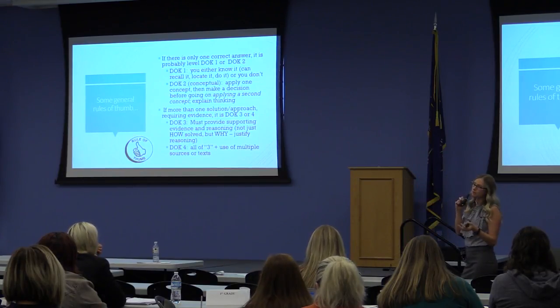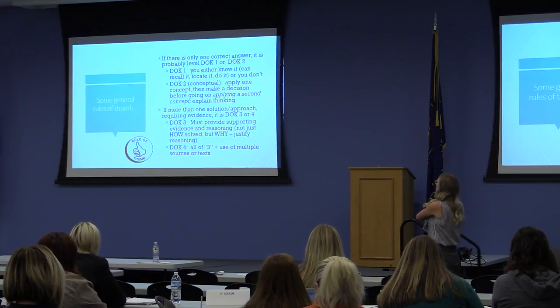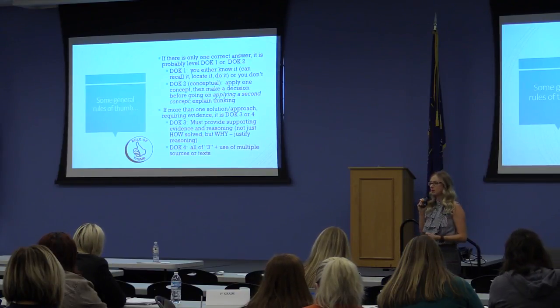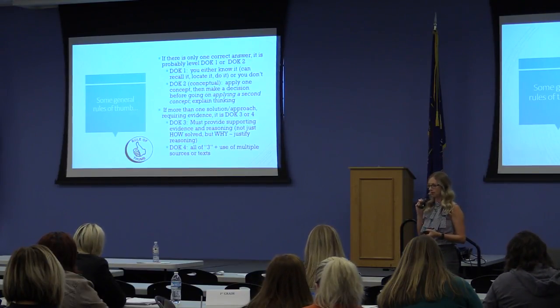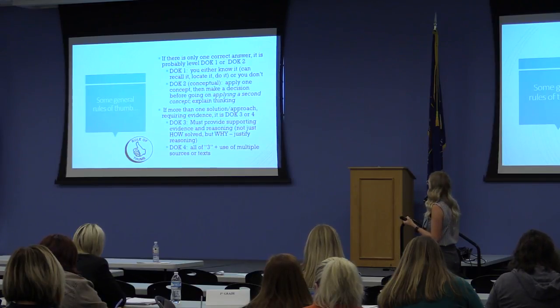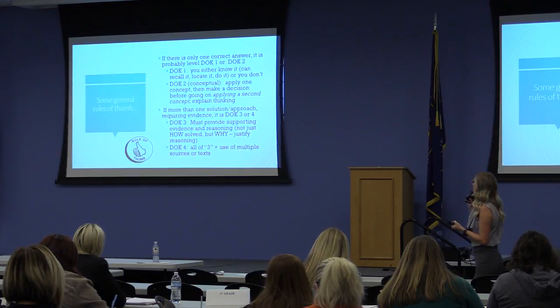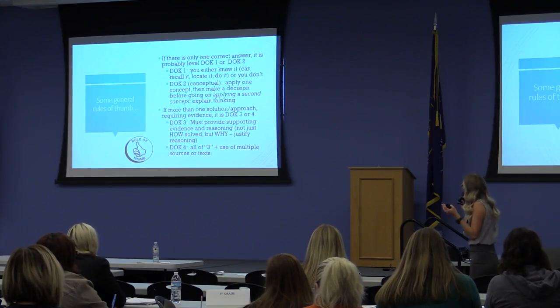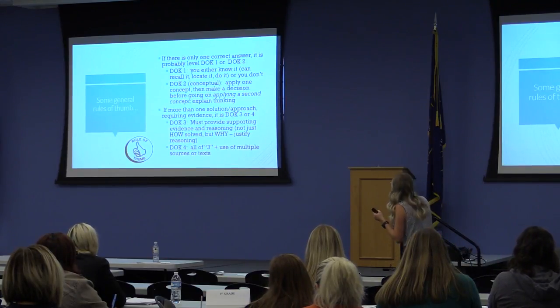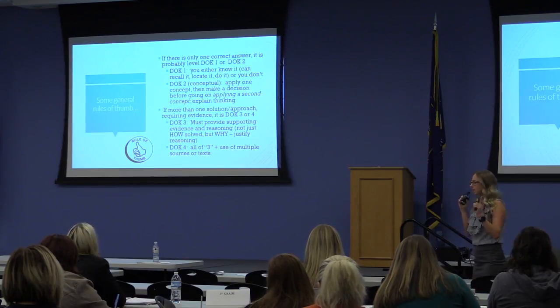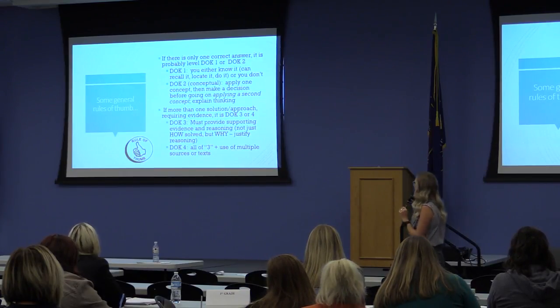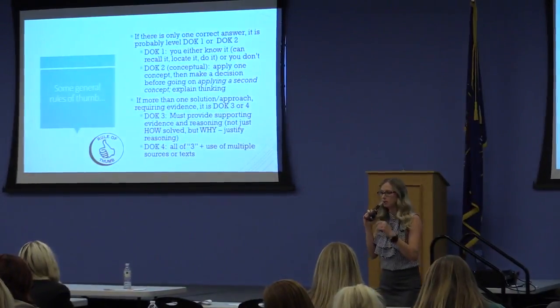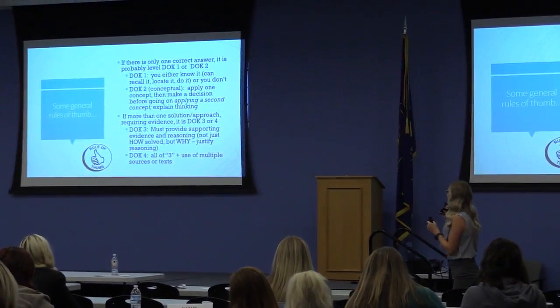So here are some general rules of thumb to be thinking about. If there's only one correct answer, it's probably a DOK 1 or 2. So it's a pretty low-level question. It doesn't take a ton of rigor. With DOK 1, you either know it, or you can recall it or locate it, or you don't know it. DOK 2 is a little bit more conceptual: you're applying one concept, and then making a decision before applying the second concept. So it's looking at two different pieces, and then explaining your thinking.